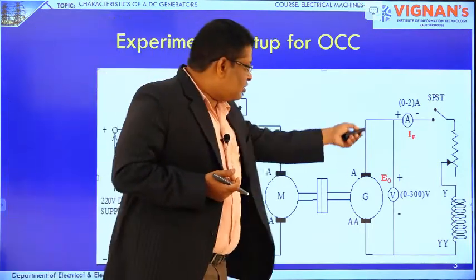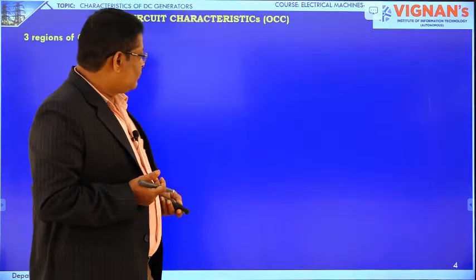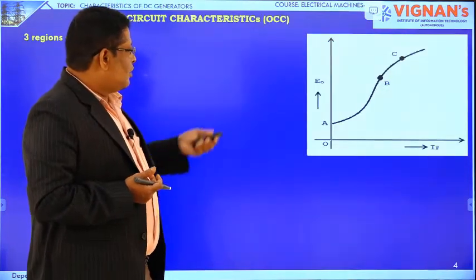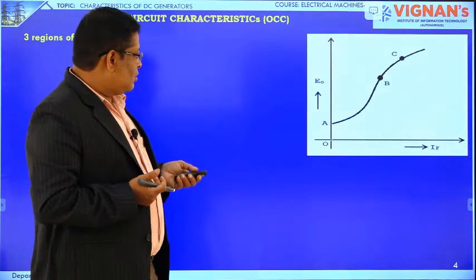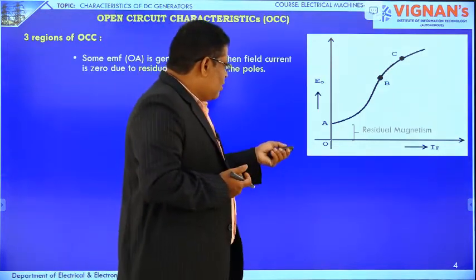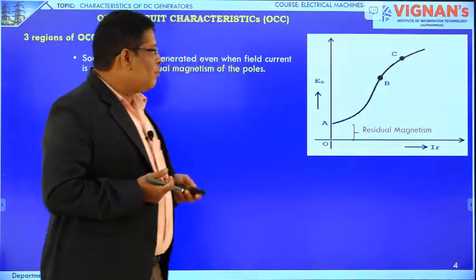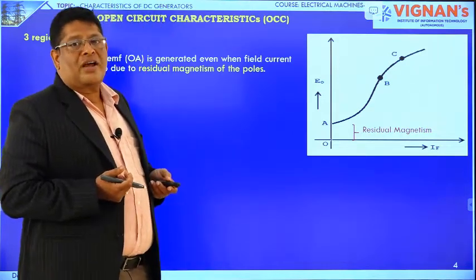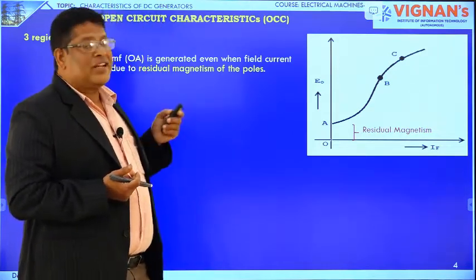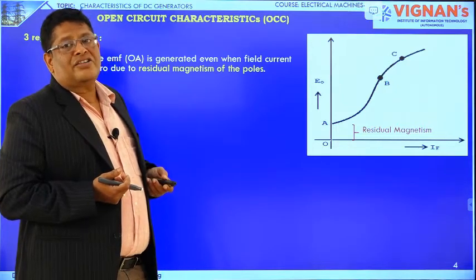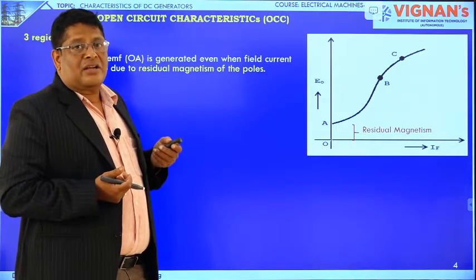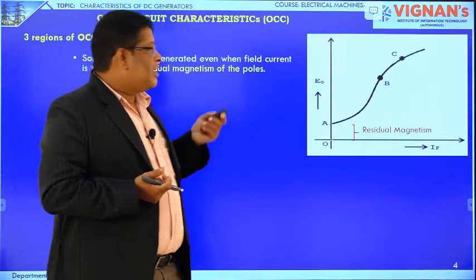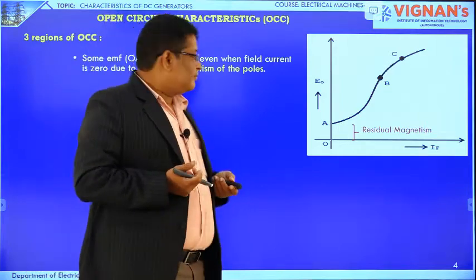This is E naught, this is I_F. Already you have seen this plot. OA is nothing but the residual magnetism. AB is the linear portion of the magnetization characteristics, and BC is the saturation characteristics. The poles are saturated in a DC generator.